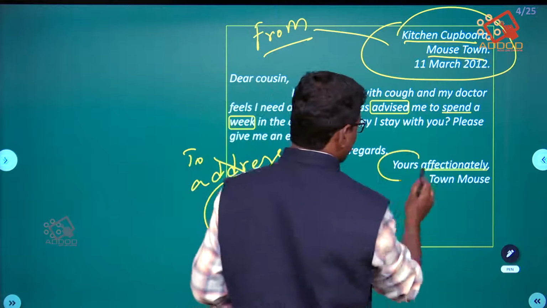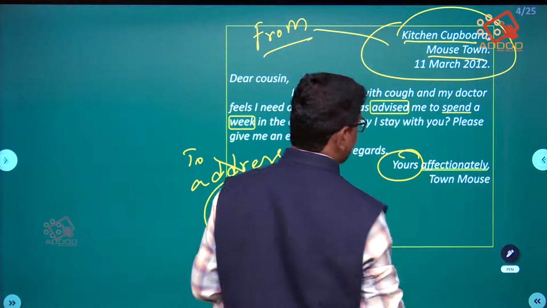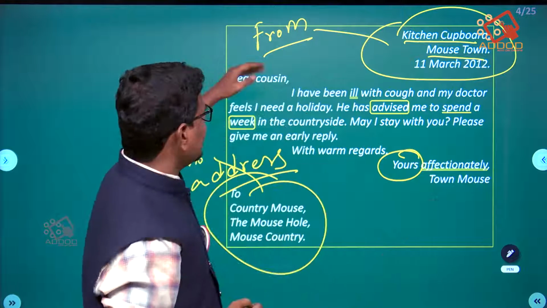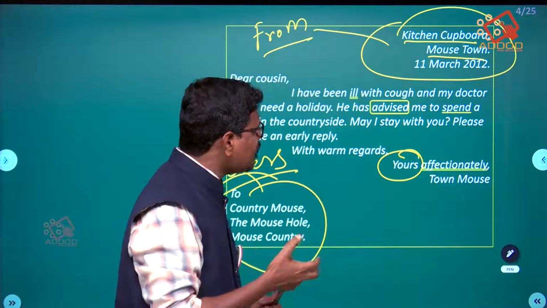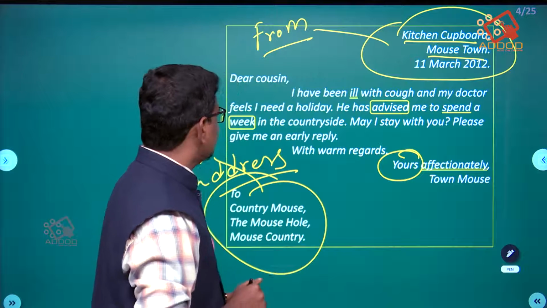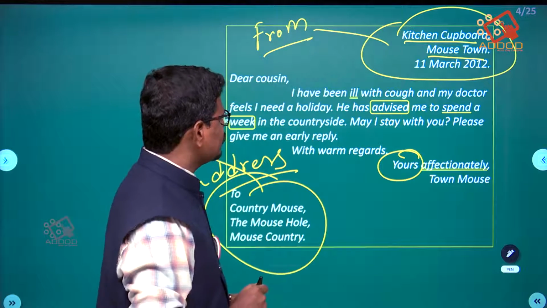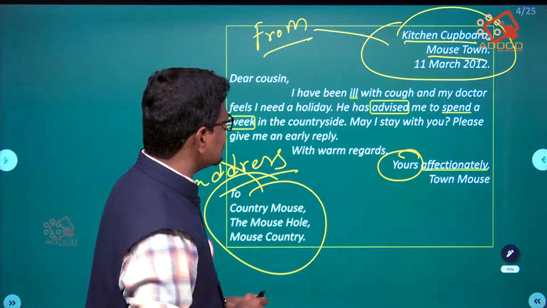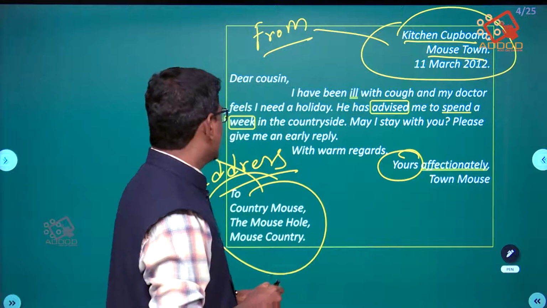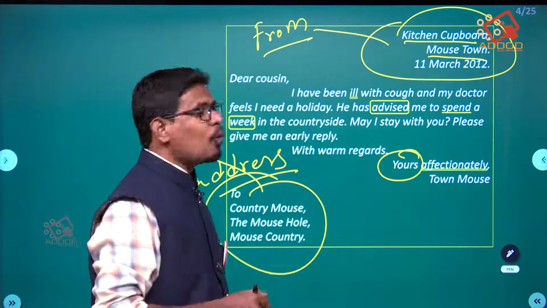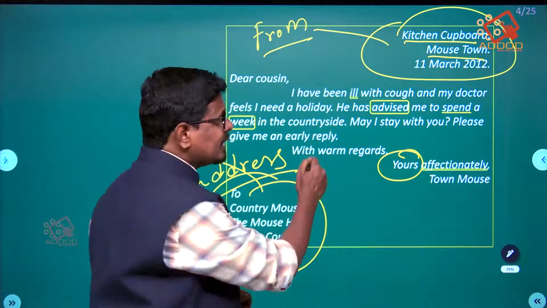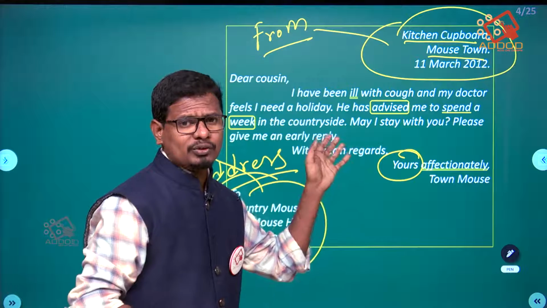And here, if you find there is no apostrophe, you need to make a note. Dear cousin, I have been ill with cough and my doctor feels I need a holiday. He has advised me to spend a week in the countryside. May I stay with you? Please give me an early reply. With warm regards. So this is a letter written by the town mouse.